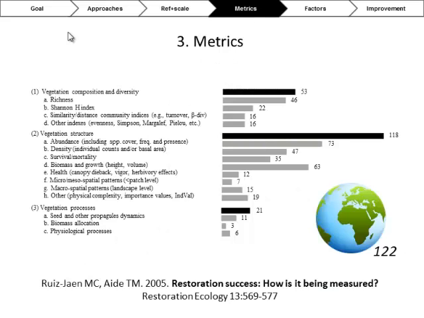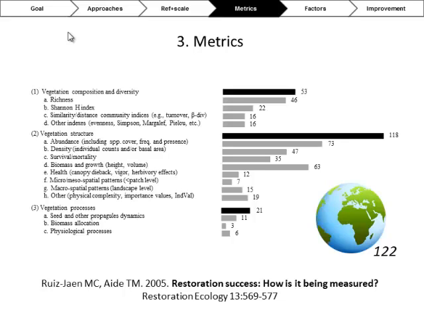Well, coming back to the review, to the third point, metrics of success. Also, the Society for Ecological Restoration has recommended the use of different groups of metrics. There's a very nice paper published in 2005 in Restoration Ecology, where there is a description of metrics that can be used to assess success for different existing compartments, focusing on vegetation. Vegetation can be decomposed in composition and diversity, structure, and vegetation process.